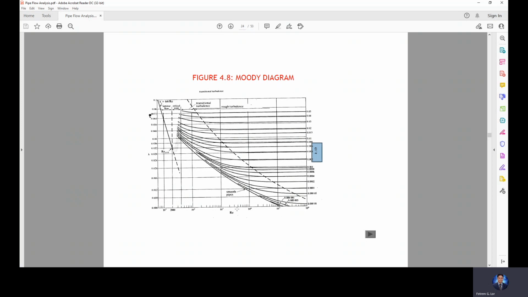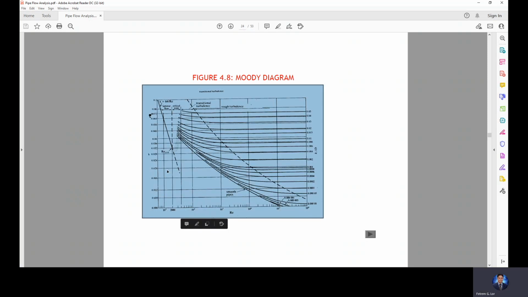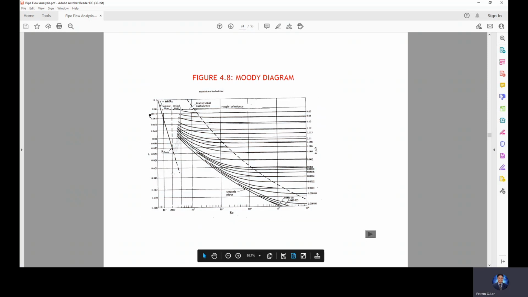the value is small. The Reynolds number is smaller in this part. So this region here is laminar flow. This region here is turbulent. Okay?